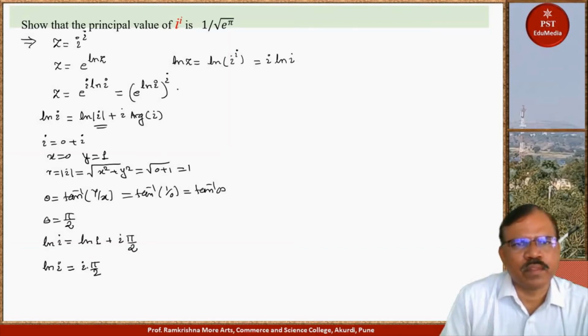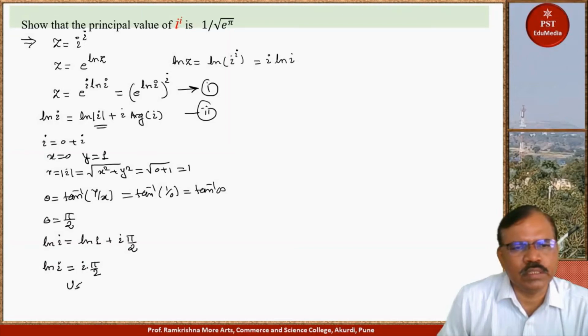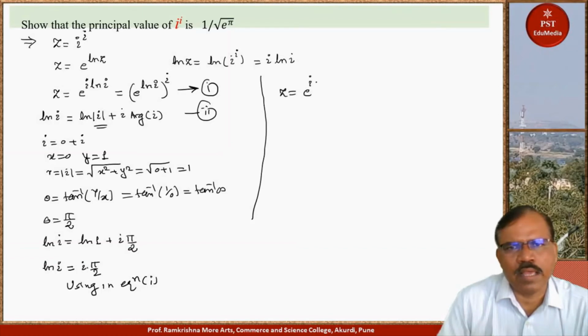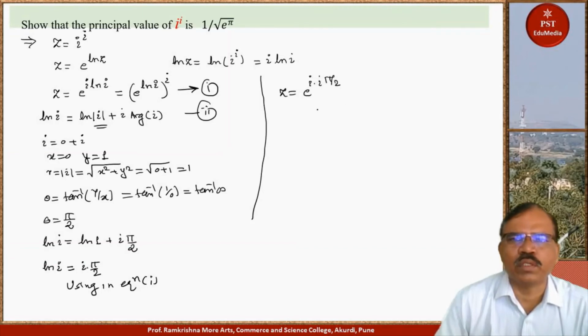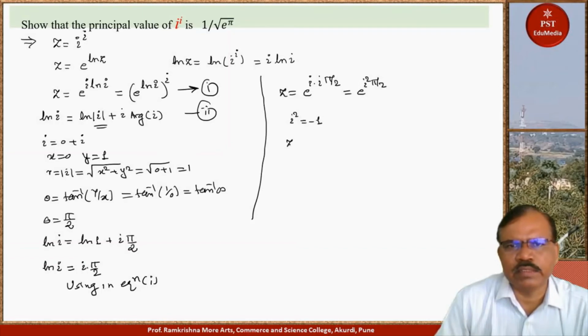Now here use this. Let us call this equation 1, this equation 2. So using this in equation 1, we'll get Z is equal to e raised to i into i pi by 2. Now we get e raised to i square pi by 2. Now we know i square is equal to minus 1. So we get Z is equal to e raised to minus pi by 2.